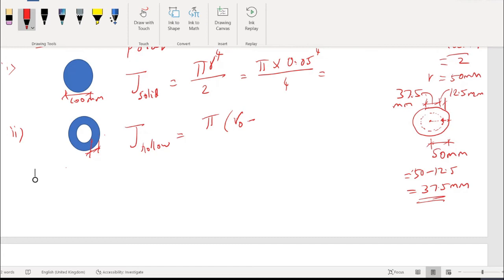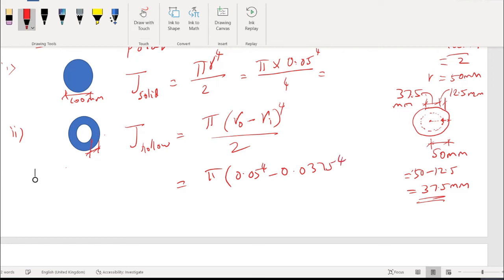That is what we have done here. So R outer minus r inner, we did it. Now we got this value, power 4. I substitute pi. The explanation is over here on the side. Our capital R will be 0.05 minus 0.0375. Write down pi, 0.05 power 4 minus 0.0375 power 4.